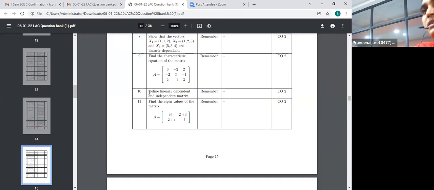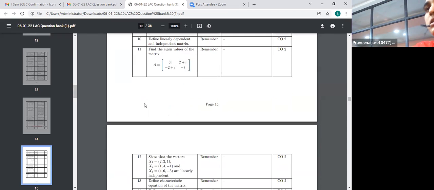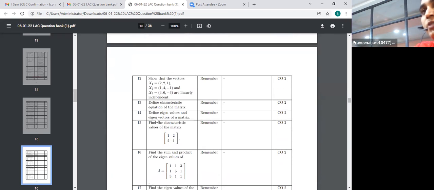Okay, already we discussed linearly dependent means det A is 0, independent means det A not equal to 0. I gave the general definitions for the dependent and independent matrices also, vectors. Okay, same here, just write down the definitions. Okay, 11th question, find the eigenvalues of the matrix. This we also know. And the 12th question is also same as linearly dependent and independent. What they are asking in the 12th question, x1, x2, x3 are linearly independent. Independent means det A not equal to 0.